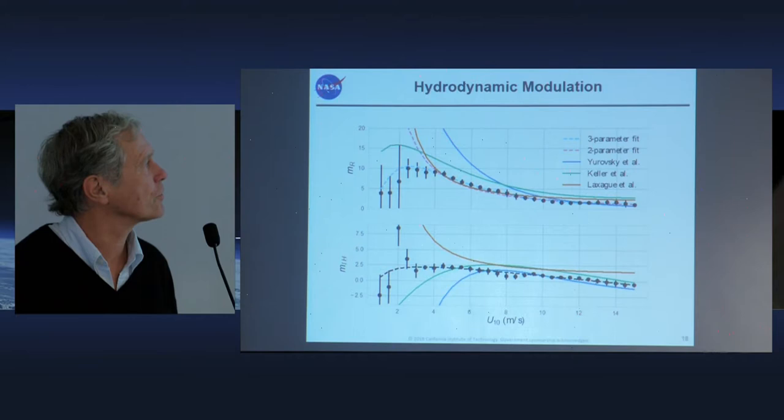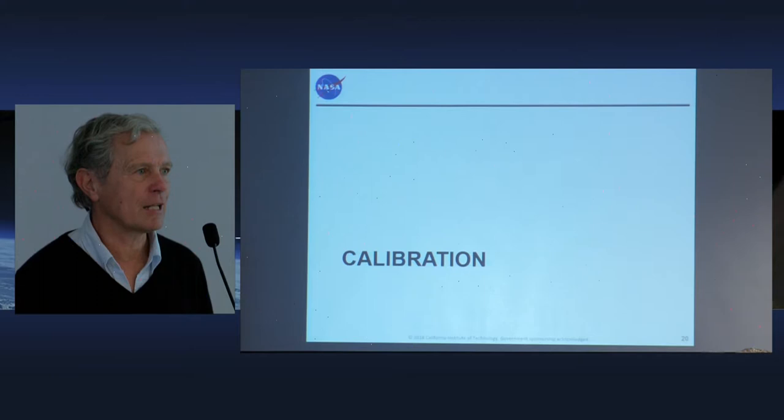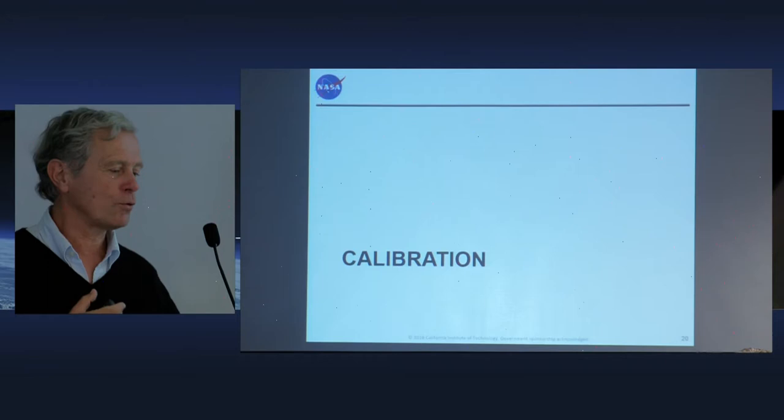Very important for going to space is how do you calibrate this? Roland showed that when you use two antennas, the phase calibration is a very challenging thing. When you use a single antenna, that's not as challenging. You don't get quite the same accuracy.